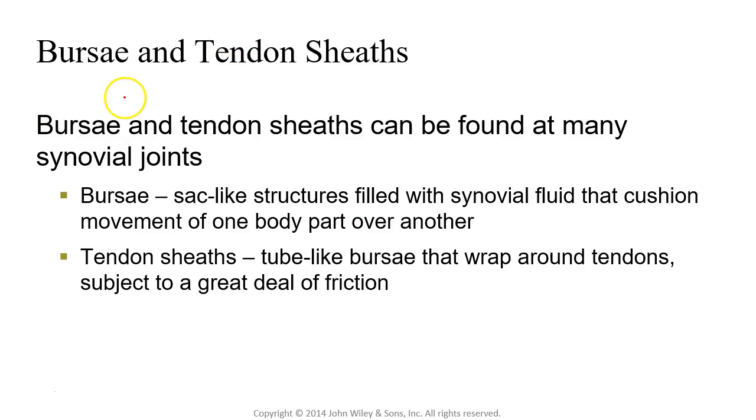So at some joints, especially the synovial joints, we have to have extra cushion and padding because these joints take a lot of abuse. So we have bursa, or tendon sheaths, which are bursa that wrap around the tendons of certain muscles. Bursa are just sac-like structures filled with synovial fluid.